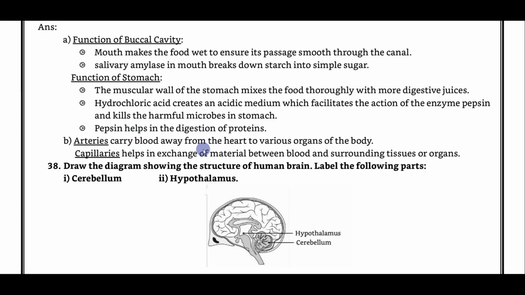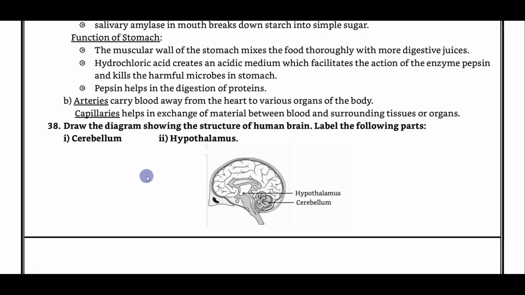Arteries carry blood away from the heart to various organs of the body. Capillaries help in exchange of material between the blood and surrounding tissues or organs. Four marks important diagram: brain.